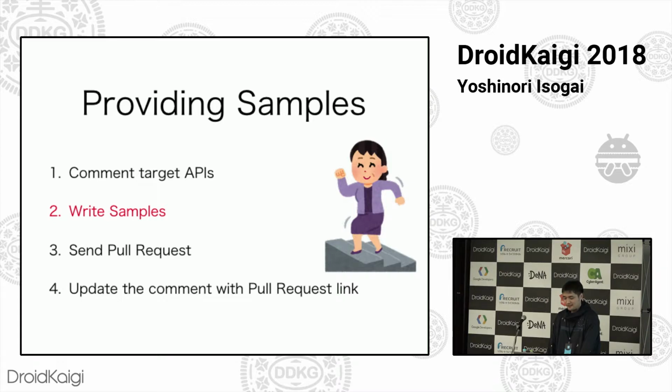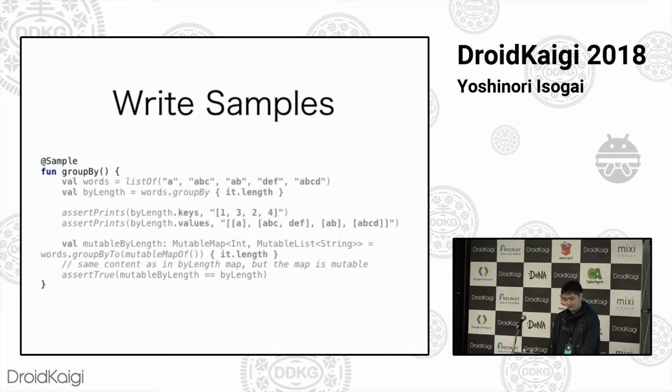Let me explain how to write sample code because I think this is the hardest part. First, create a sample method. The method name can be anything, but don't add the word test as a prefix, because this is not a test. This is sample code. And add the sample annotation like this. And write sample code inside of the method.